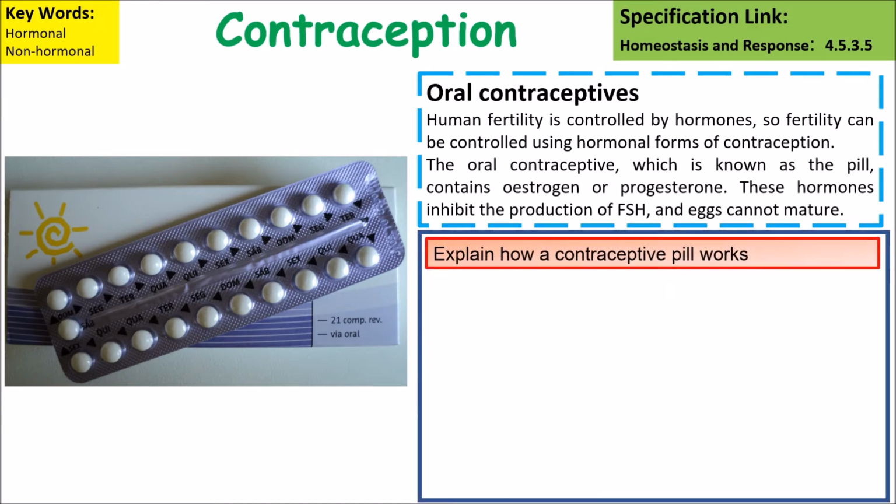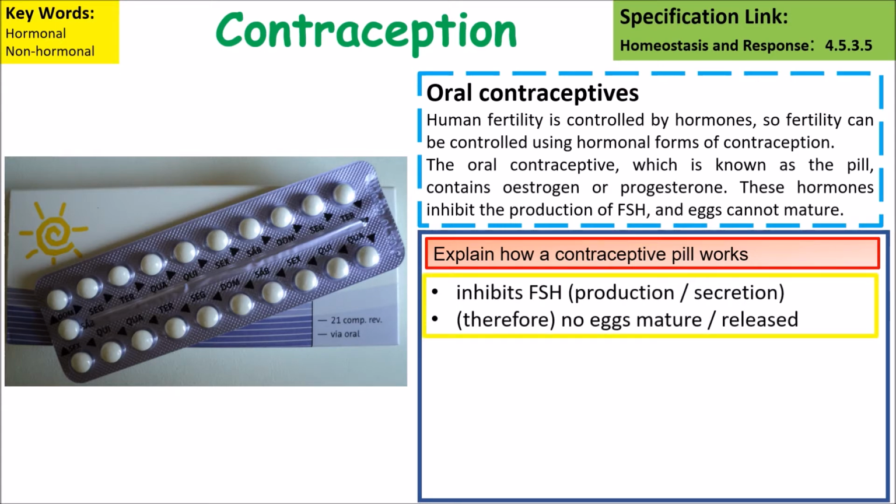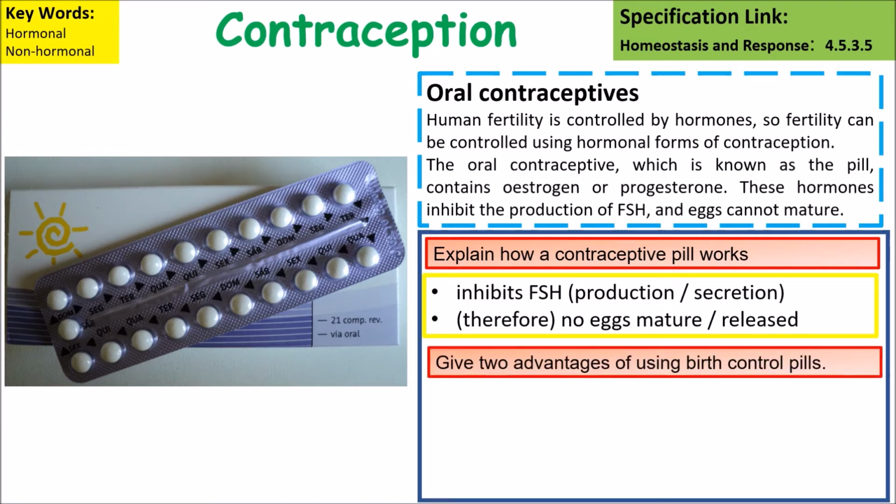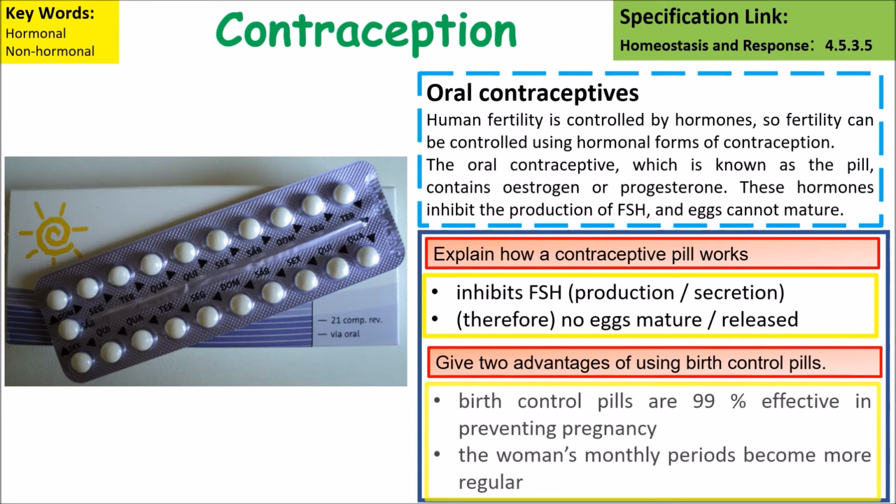If we're explaining how the contraceptive pill works, the important thing to talk about is that it inhibits FSH, so therefore there's no egg maturation. Give two advantages of it. Something like it's 99% effective, and it can help women who don't have regular periods, as it can make them more regular.